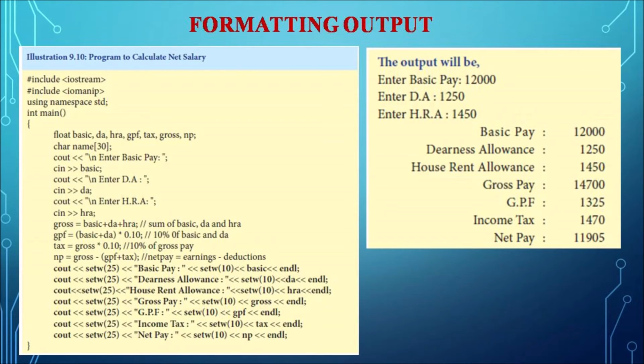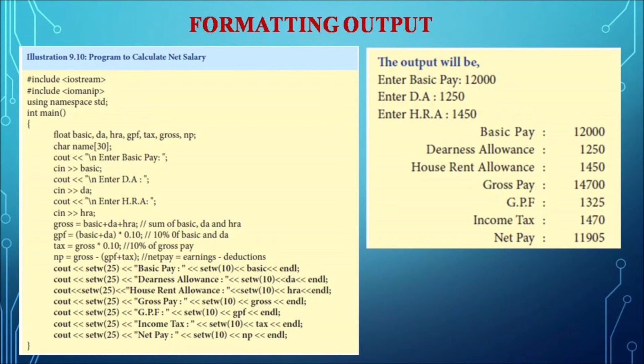formatting output. So the first line is hash include iostream. In this iostream library, we have all the input output functions, all the methods like cout, cin, all of these are stored in this library. So for that we are going to include iostream. And the next one you see is iomanip, that is io manip.